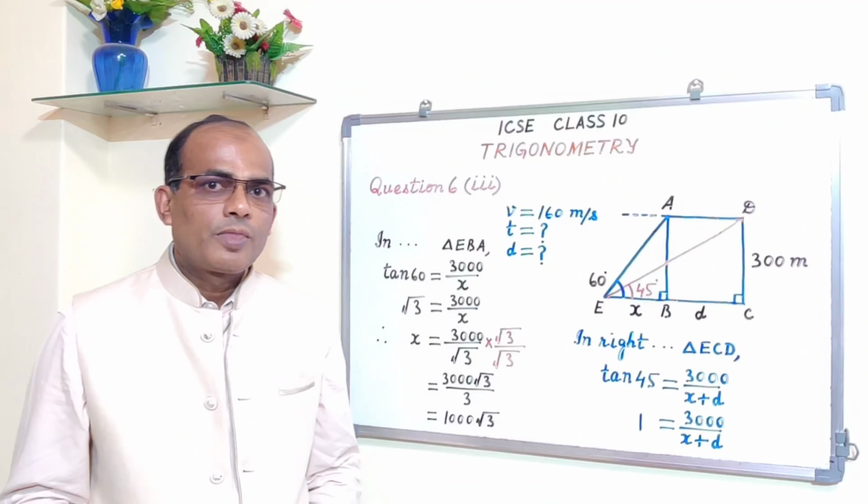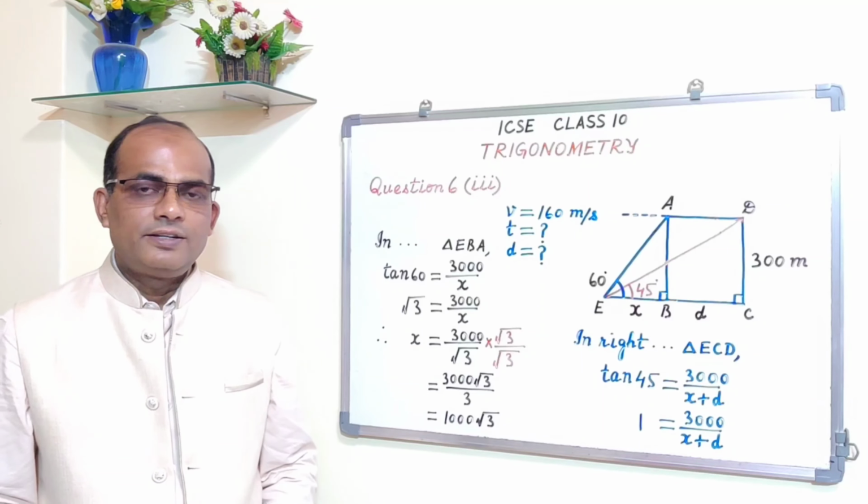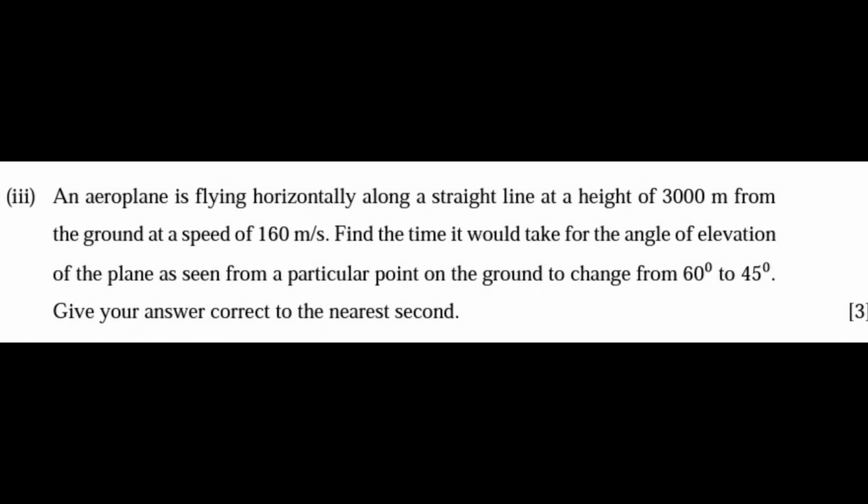Today's topic is Heights and Distances continued. And the question is: an aeroplane is flying horizontally along a straight line at a height of 3000 meters from the ground at a speed of 160 meters per second. Find the time it would take for the angle of elevation of the plane as seen from a particular point on the ground to change from 60 degree to 45 degree. Give your answer correct to the nearest second.